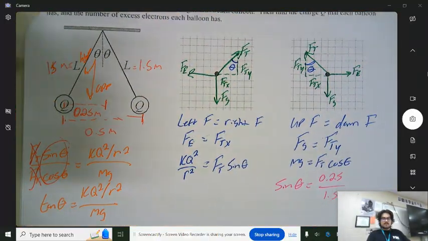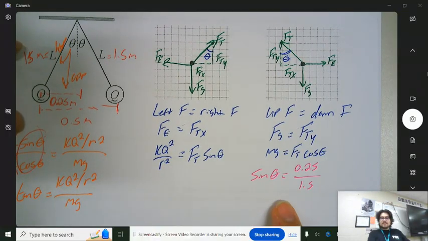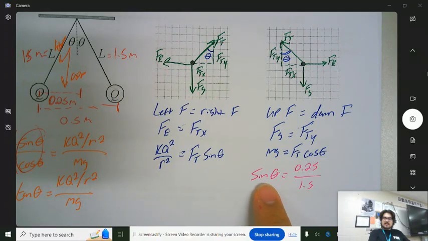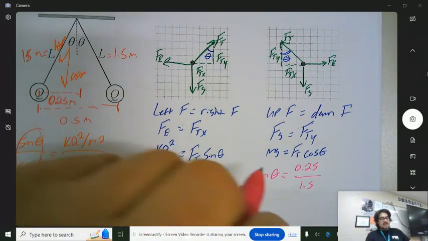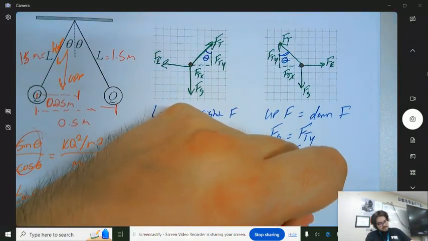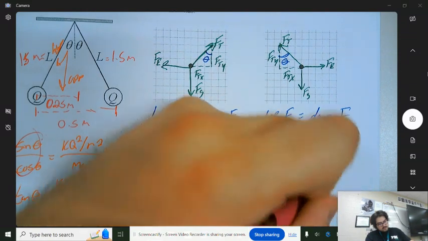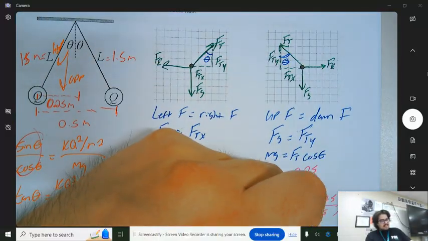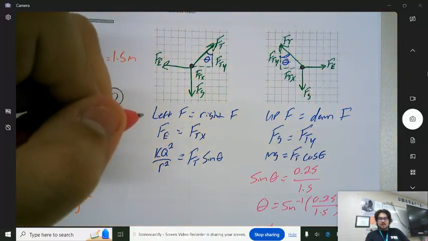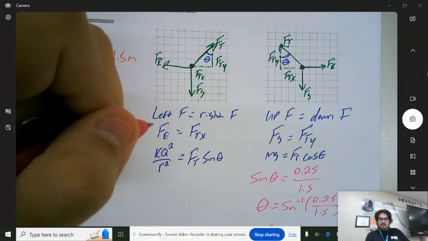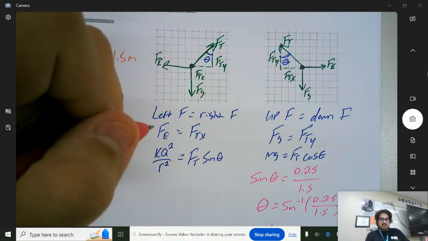Sorry, you can't see that from the frame. It should be the sine, because it's the opposite and the hypotenuse. So the sine of theta equals 0.25 over 1.5. And then in order to get theta, we would need to do the inverse sine of both sides. So you should get sine inverse of 0.25 over 1.5. And you should end up getting about 9.8 degrees, I believe it was.